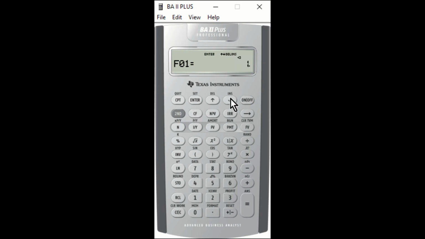So continuing with the down arrow, F01 comes up. This is the default frequency. So what this means is we got the $4,000 for one period. I could change this to 2, and then that would mean we got the $4,000 for years 1 and 2. In this case, we only get the $4,000 once, so we're going to leave the frequency at 1. Down arrow again. The second cash flow that we get is $3,000. So we'll put $3,000 in. Press enter. And down arrow.